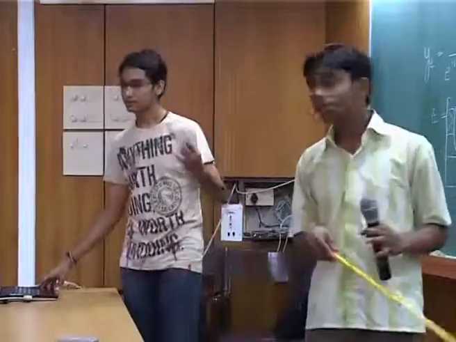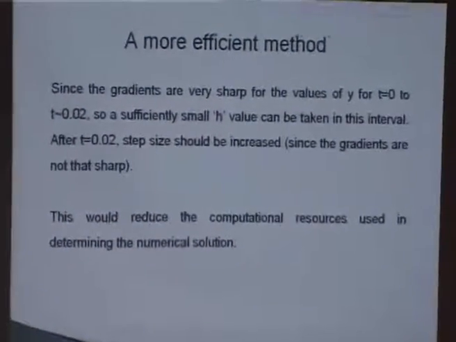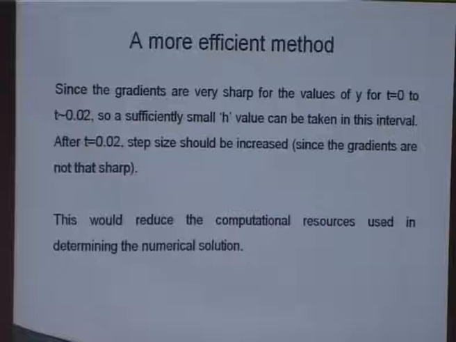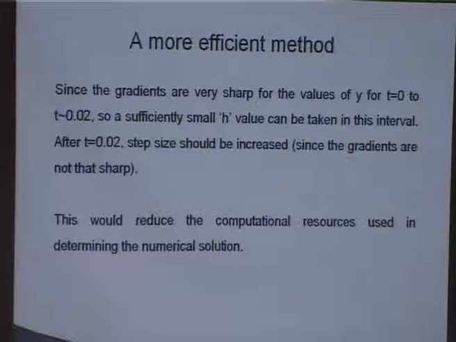A more efficient method could have been to consider the region of t equal to 0 to 0.02, 0.03, where the gradient is very large. If we take h to be uniformly very small for the higher values of t also, then we are wasting computational resources. So an efficient method would have been to take sufficiently small values of h for small t, and as t increases, since the gradient is not that sharp, we can even increase the h value.